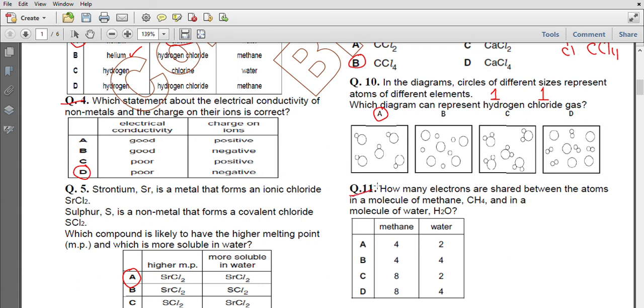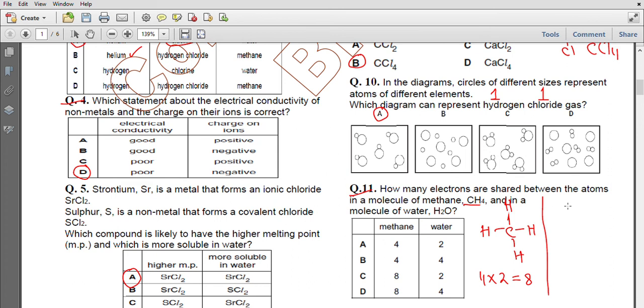Question number 11. How many electrons are shared between the atoms in a molecule of methane? For methane, we have to draw the displayed formula, in which one carbon atom is involved in making 4 covalent bonds with the 4 hydrogen atoms, like this. We know that a single line represents one shared pair of electrons. As there are 4 single lines and each line represents one pair, meaning 2 electrons, a total of 8 electrons are shared in the molecule of methane.